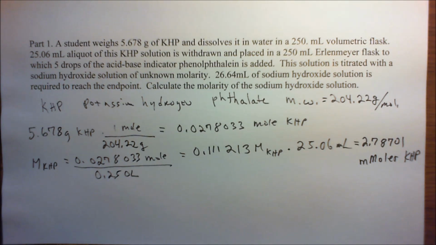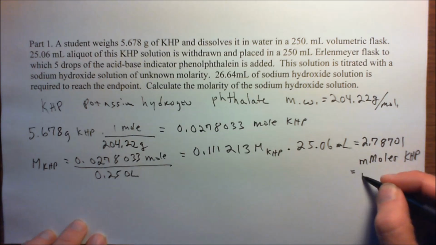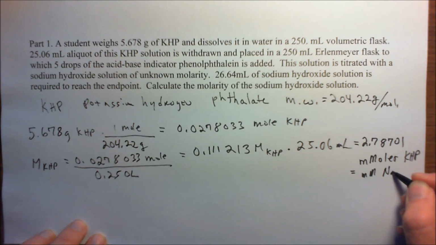Okay, now that's the number of millimoles of KHP. So what that tells us is that the equivalency, since the moles of KHP that react with the moles of sodium hydroxide is 1-to-1 by stoichiometry, when we reach the equivalence point, this will also be the number of millimoles of KHP. And we can go ahead and just say that. That's also the millimoles of sodium hydroxide.